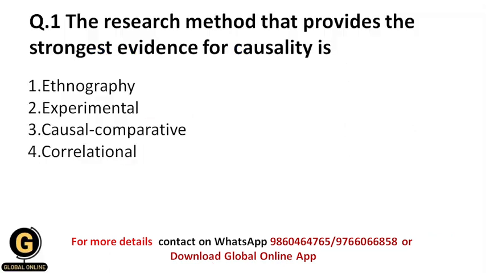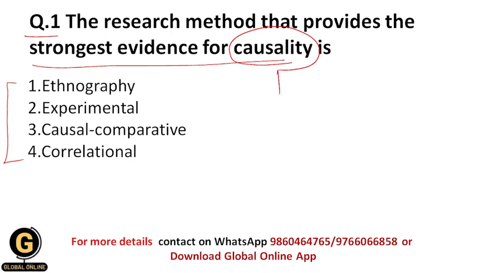Okay, so let us start with today's session. The first question is, the research method that provides the strongest evidence for causality is. Among these options, which is the research method which provides us the strongest evidence for causality? Causality means the cause and effect relationship between the variables.